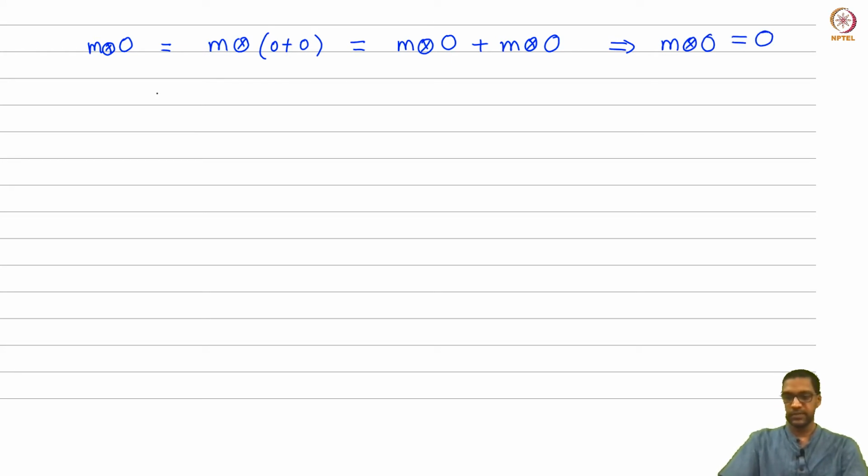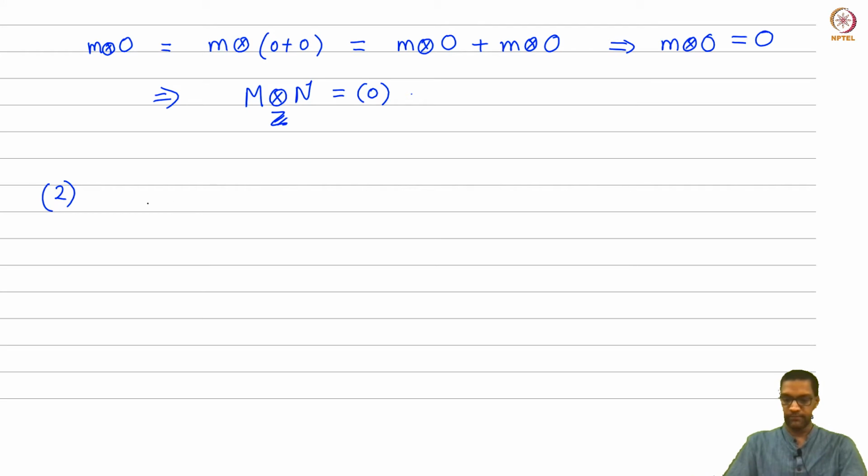So what we have shown is that any element of the form M tensor 0 is just 0. Therefore, this Z module that we constructed doesn't have any elements other than the 0 element, because we started with an arbitrary element and we showed that that element is just the 0 element. Okay, good. So that's the first problem.